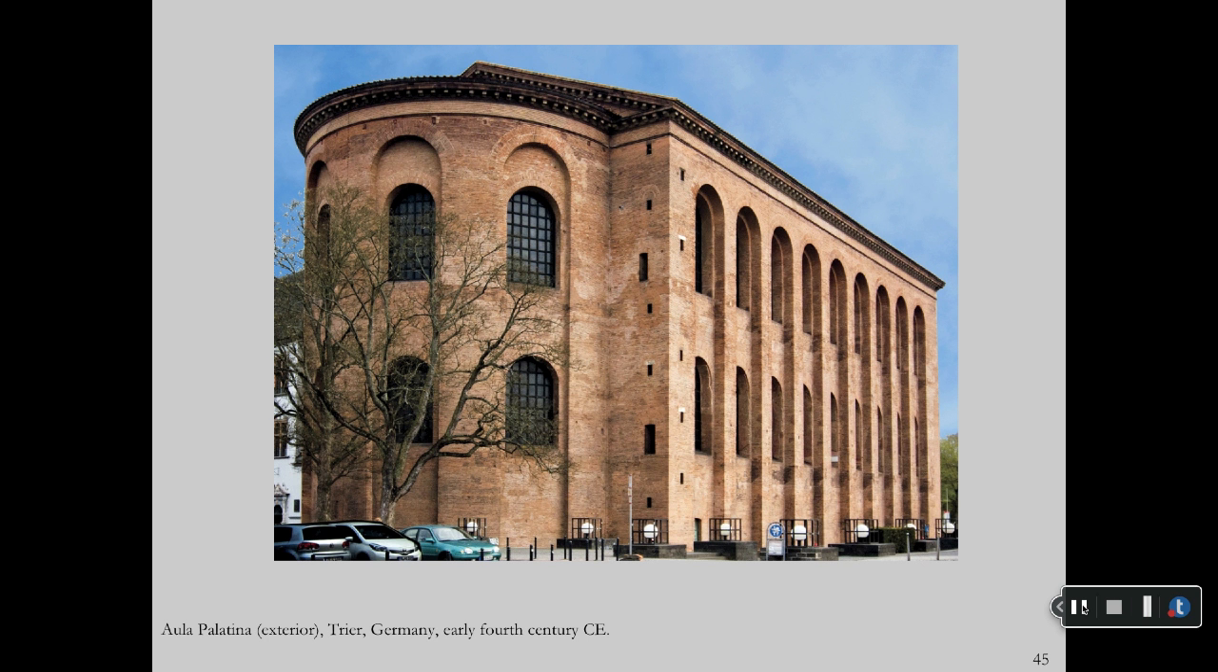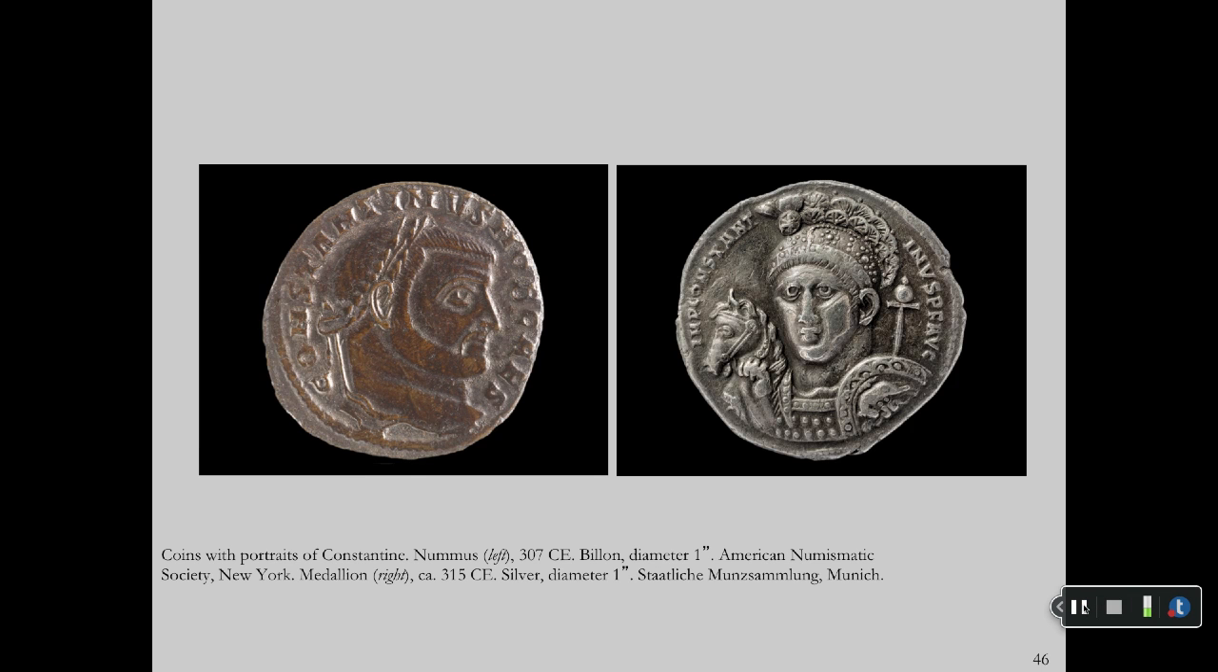The Aula Palatina, or Palace, in Trier, Germany, reflects the architectural style of Constantine's Basilica Nova in Rome. The building is typical of later Roman architecture. Coins with portraits of Constantine.